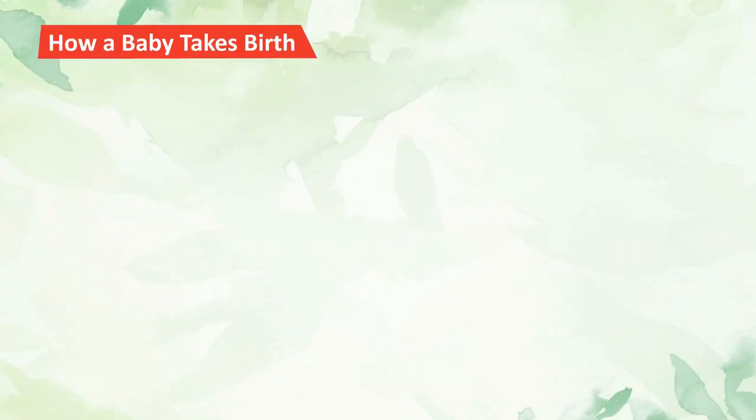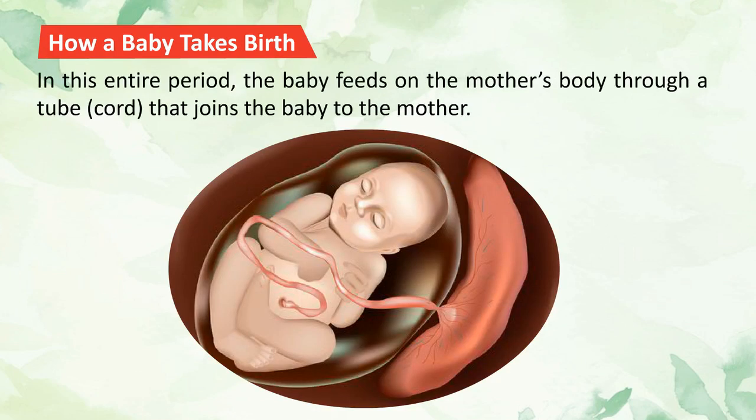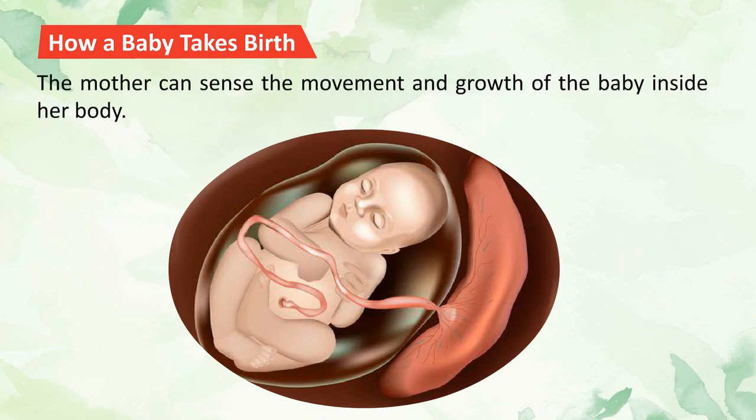How a baby takes birth. A baby takes birth from the body of a mother. She remains in the mother's body for 9 months. In this entire period, the baby feeds on the mother's body through a tube, the cord, that joins the baby to the mother. The mother can sense the movement and growth of the baby inside her body.